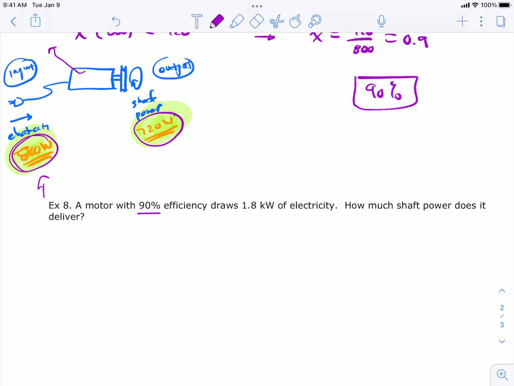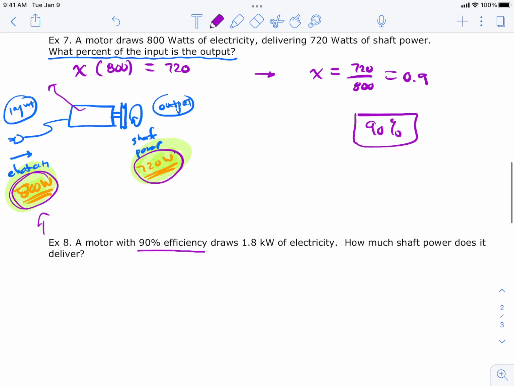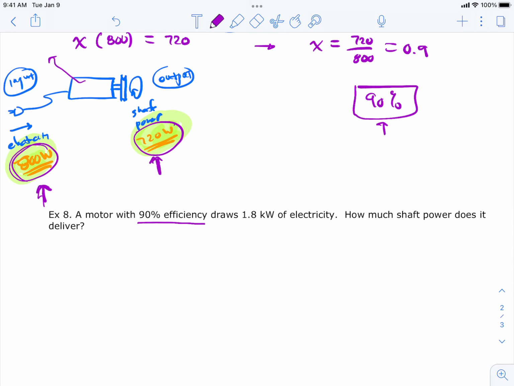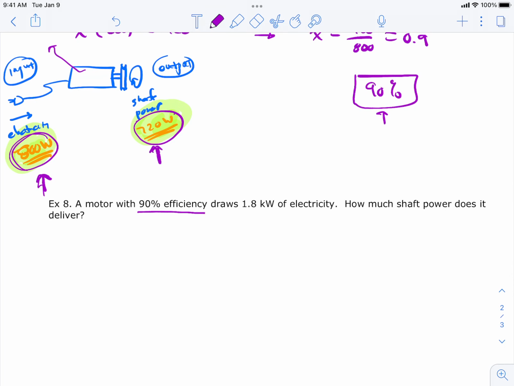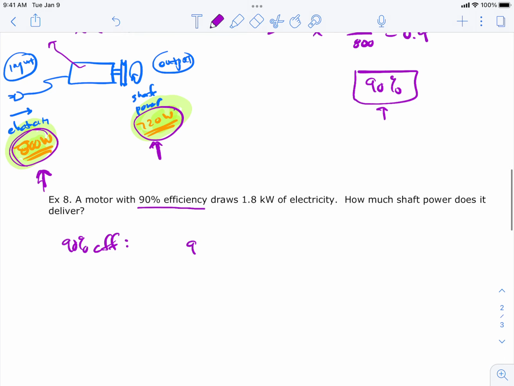we have a way of interpreting this efficiency now, right? This 90%, what it meant was that what you got out was only 90% of what you got in, right? You always get less out than you get in. So I'm going to actually write this out. It says 90% efficiency. Okay, that means this. 90% of the input actually gets converted to the output that you want. The rest is lost. So 90% of your input becomes output.